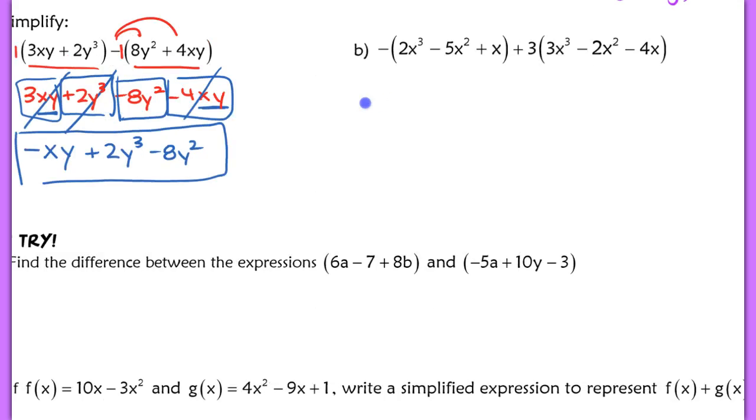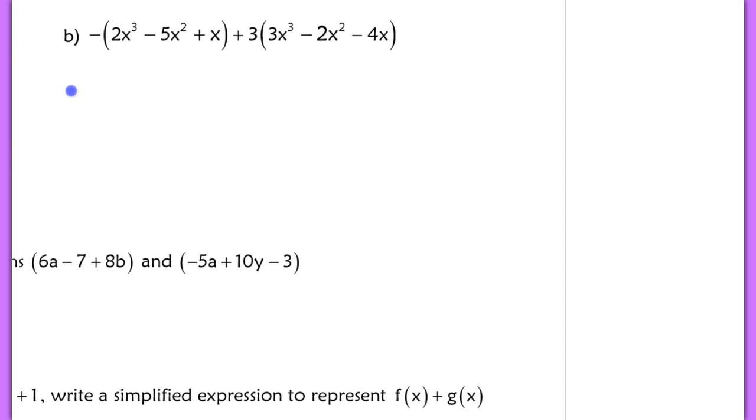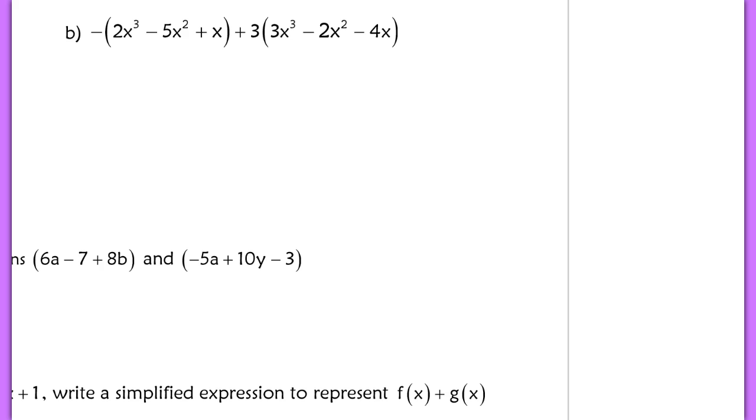Alright, last up is B. Now in B, this is a little bit more complex, obviously, because I have a set of parentheses, and there are 3 terms in each one, so let's work on this one.